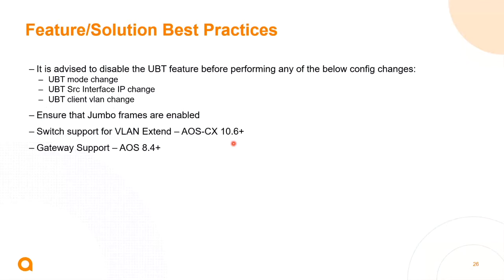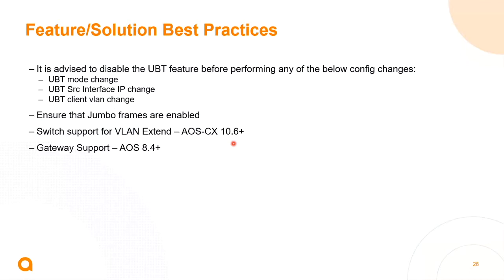Statistics, show UBT statistics will show you the heartbeats between the switch and the gateways. So if you're seeing heartbeats being transmitted but not received, there's probably a connectivity issue somewhere, and you'll need to go troubleshoot that. So that's a useful command to see.